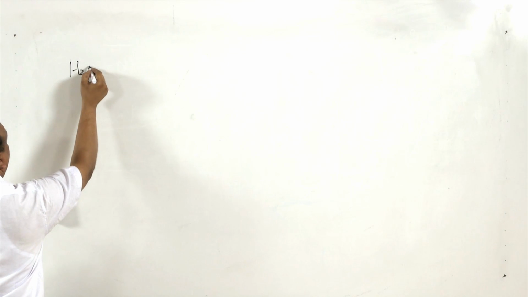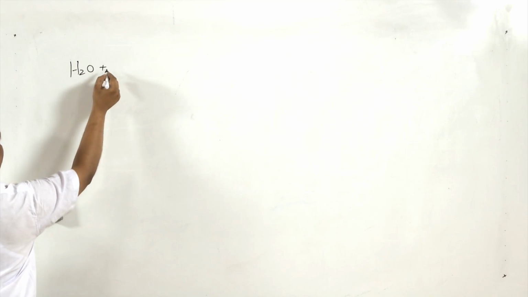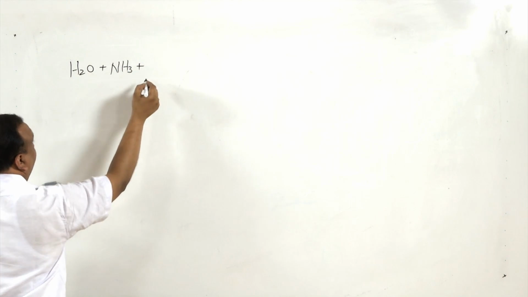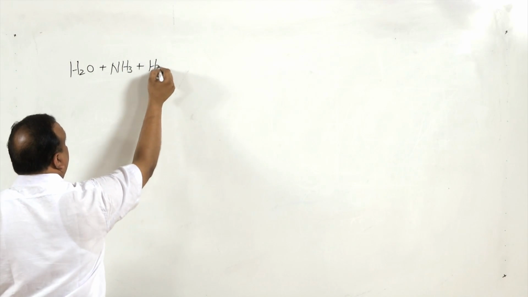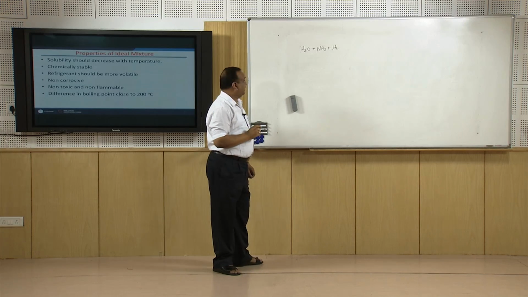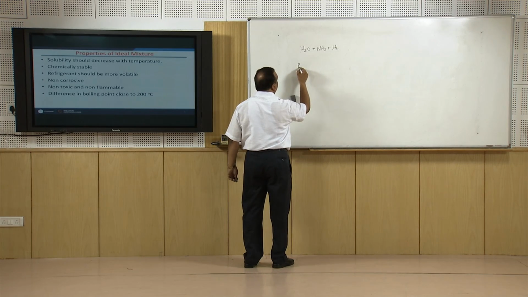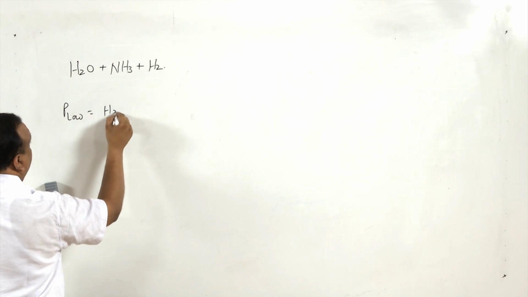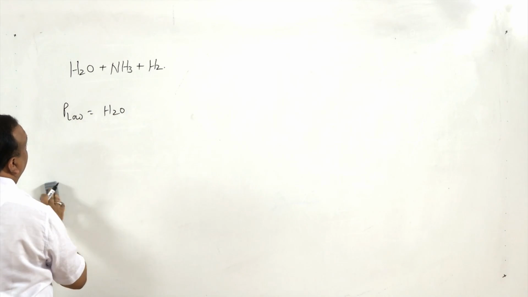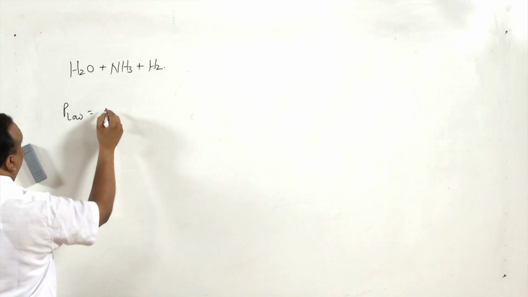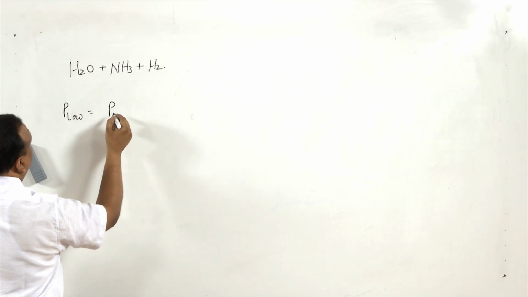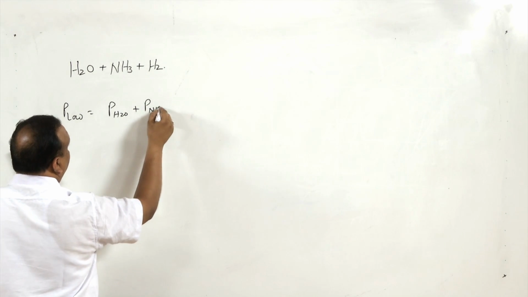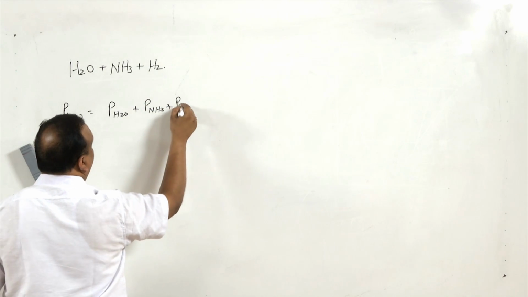Water is the absorbent, there is ammonia which is the refrigerant, and there is hydrogen which is a driving fluid. In the low pressure side, it is a mixture of hydrogen, partial pressure of water, partial pressure of ammonia, and partial pressure of hydrogen.